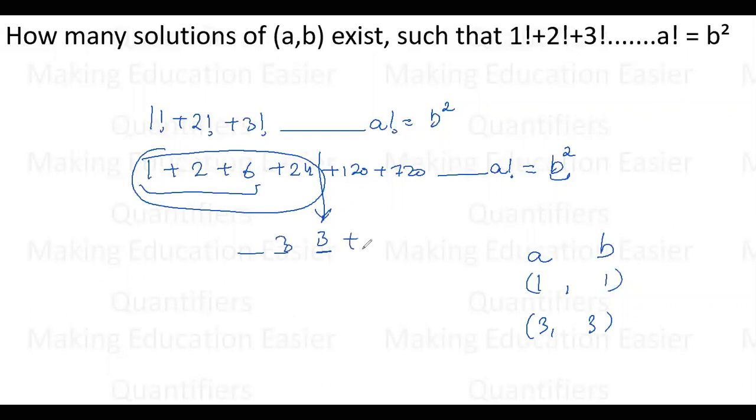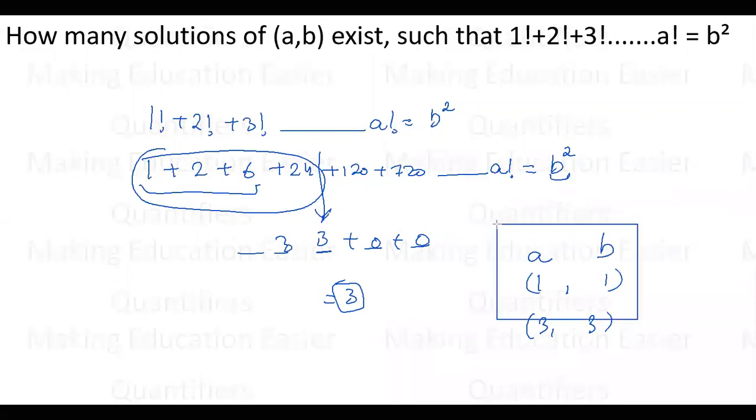And after this, the unit digit of all the terms is 0, which means any total after this will end up with 3. Any total after this will end with 3, which would have to equal b square, right? Which is not possible because no perfect square can end with 3, which means only 2 pairs are possible, and I have found these 2 pairs, 1, 1 and 3, 3. So this is the only required answer.